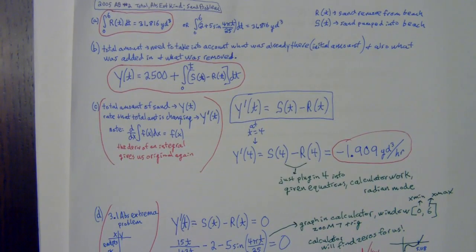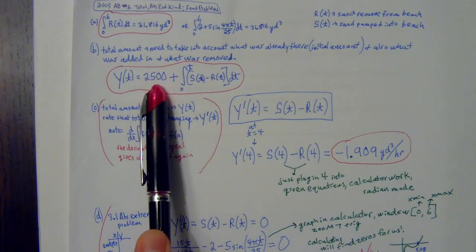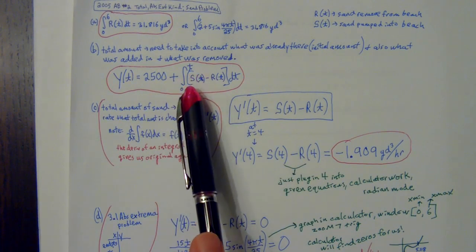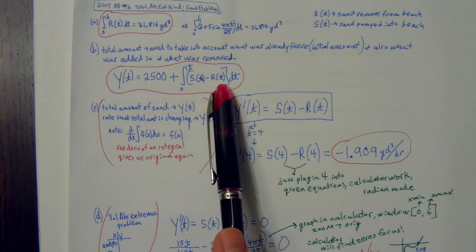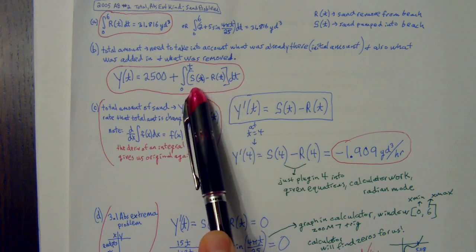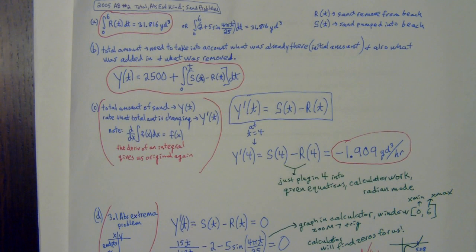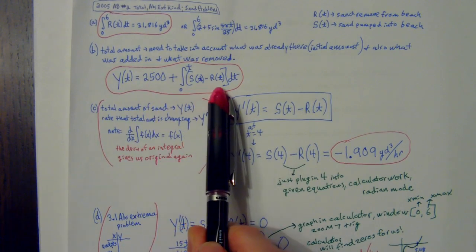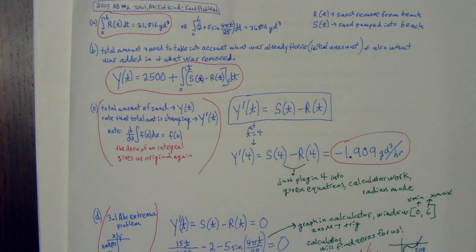So for part B, this is what we have going on right here. I took into account the initial amount, which was the 2,500. Now, when you integrate the S, that'll add up, over T hours, how much sand was added to the beach. When you integrate the R, that'll add up how much sand was removed from the beach. So we subtract that one because it's being removed, and this one is positive, because that's how much sand is being added into the beach. Keep that in mind. We'll refer to this sand problem in future problems where you have to take into account the initial amount plus what we added in minus what we're going to take out. So that's what they're talking about on part B.